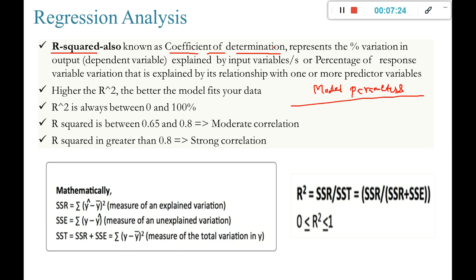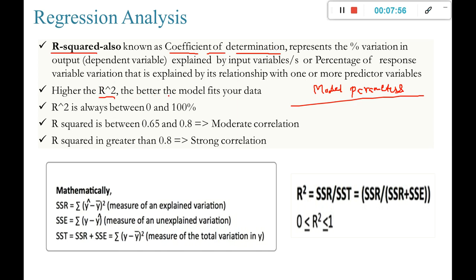It actually represents how much percentage of x, which is my independent variable, if I change by whatever percentage, and that whatever percentage change I am making in x, how much it is affecting as a percentage change to my output variable, it will be represented by my R square.